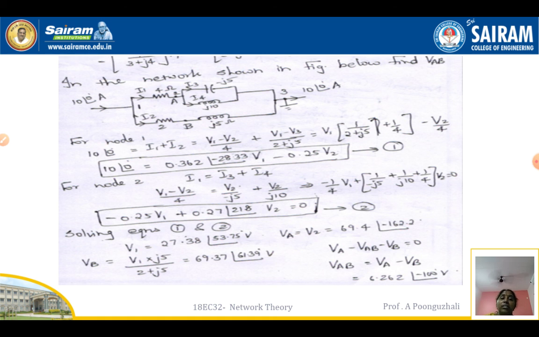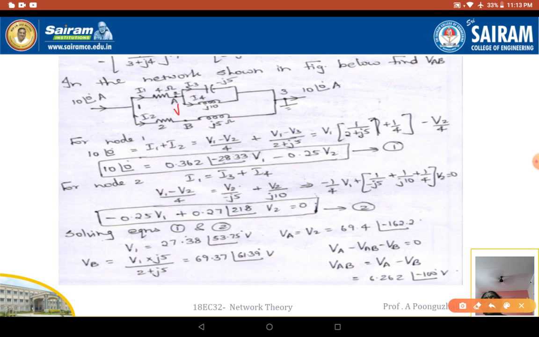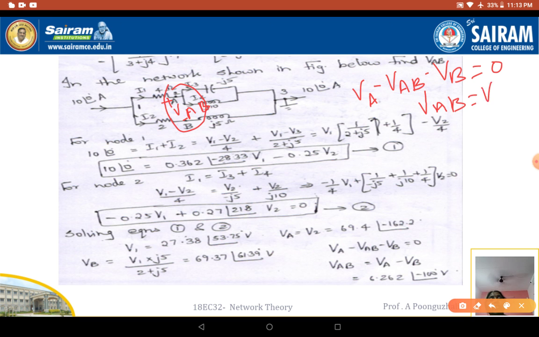Next, we have already seen the same problem. For the network shown in the figure below, find VAB. Here I want to find the voltage VAB, which is the voltage at this point. This is plus and this is minus. If I write my KVL equation for this part, VA minus VAB minus VB is equal to 0. So VAB is equal to VA minus VB.